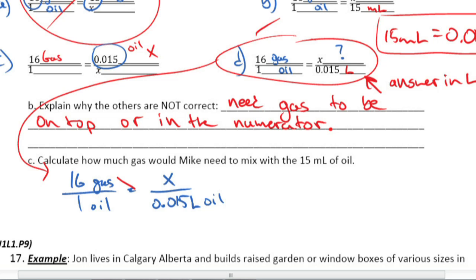Cross multiply. I'm going to go 16 times 0.015, and then I'm going to have 1 times x, or just x. I could leave it as that. This one's kind of nice. I get it all done in kind of one step. I don't have to divide because x is by itself. So what I'm going to do is I'm just going to do the multiplication.